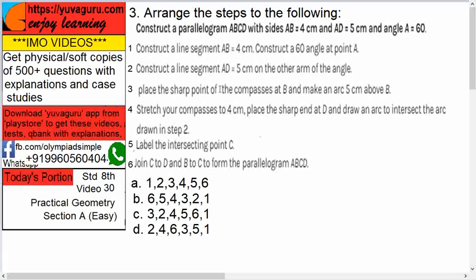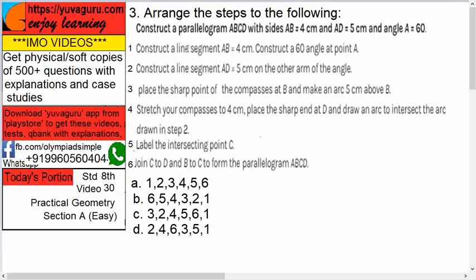Place a sharp point pencil on the compass at B and make an arc of 5. That's also correct because we have to move to B then. Stretch your compass to 4 centimeters and place a sharp end at D and draw an arc to intersect the arc in step number 2, means this AD. Okay. Then label the intersecting point C, join C to D and B to C to form the parallelograms.